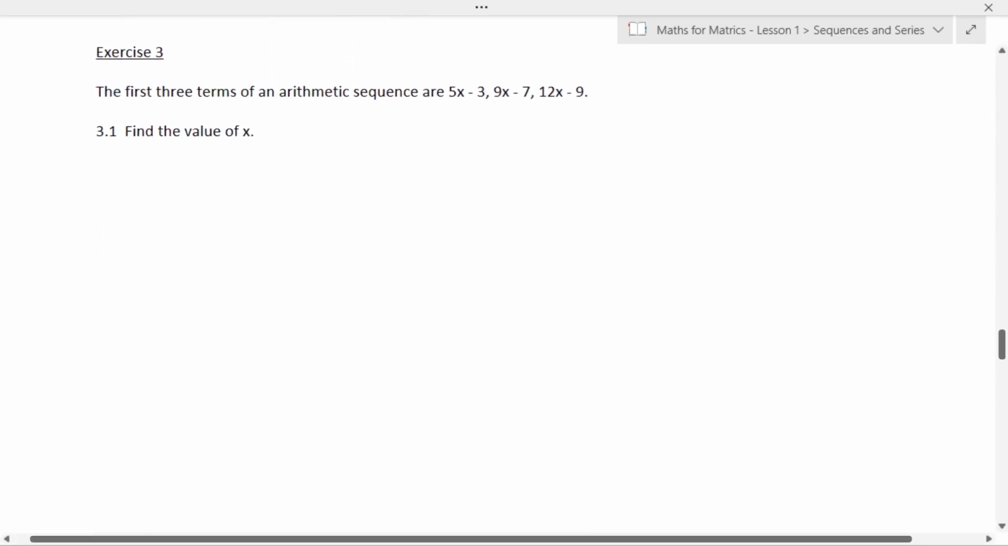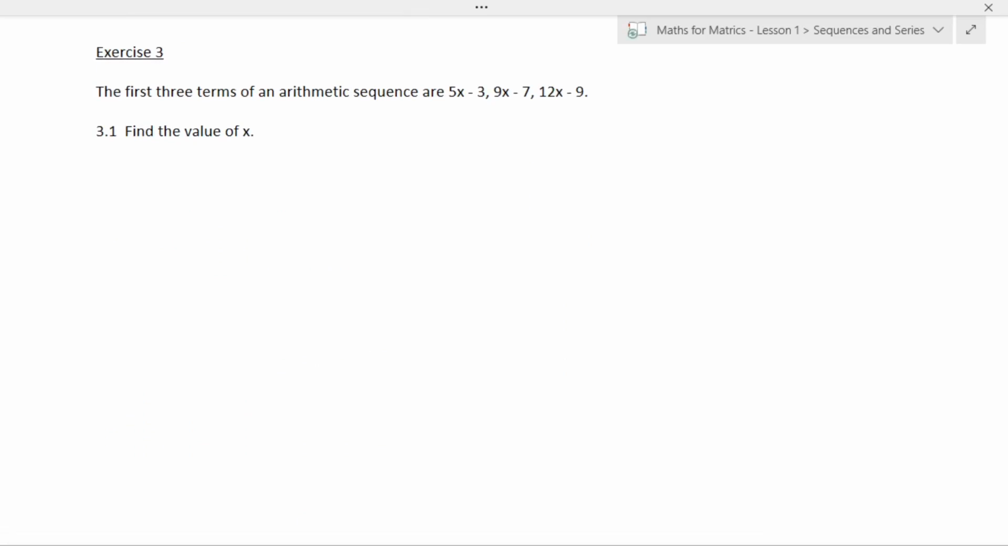Exercise number 3. The first three terms of an arithmetic sequence are 5x minus 3, 9x minus 7, and 12x minus 9. 3.1. Find the value of x. In order for us to solve this problem, we need to remember the definition of arithmetic sequences. It states that an arithmetic sequence is a sequence whose first difference is constant. That means that the common difference d is equal to t2 minus t1, which is also equal to t3 minus t2. t2 is equal to 9x minus 7, and t1 is equal to 5x minus 3.